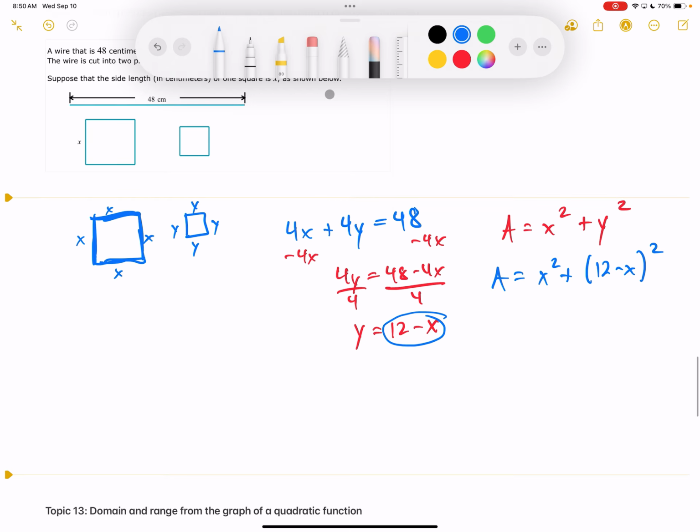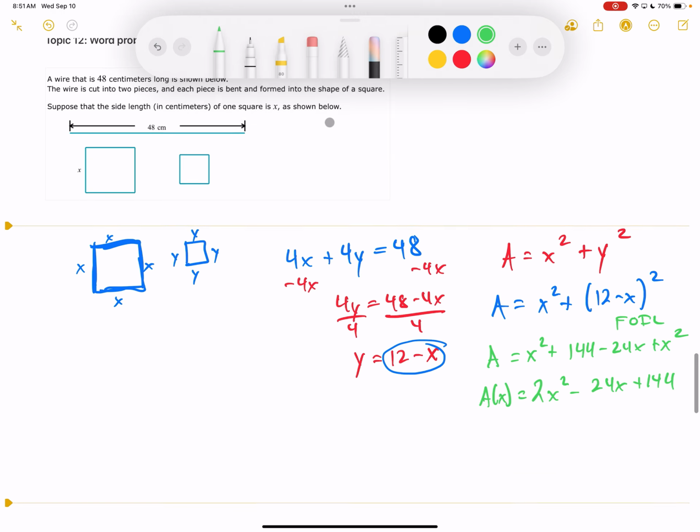So let's do some simplifying here. We can FOIL this, and you get x squared plus 144 minus 24x plus x squared, because it's negative times negative. So you do have to FOIL that out. Combine some like terms: 2x squared minus 24x plus 144. So this is my area function.